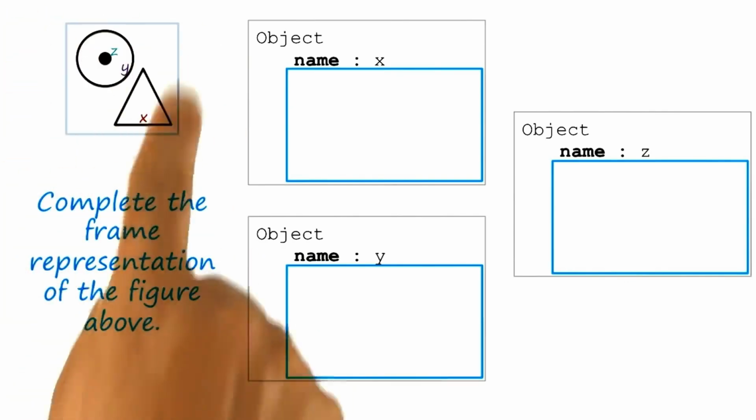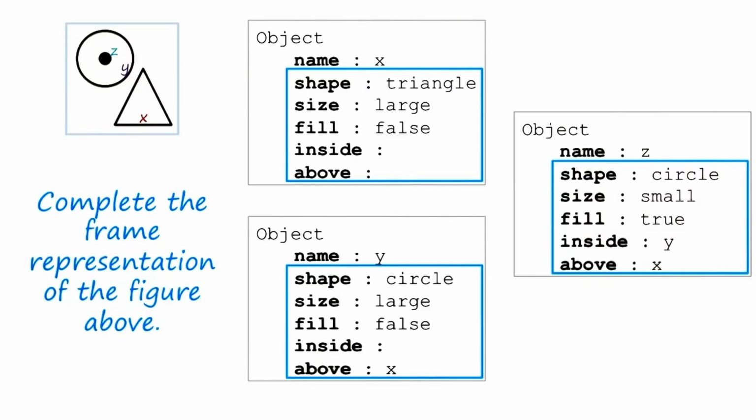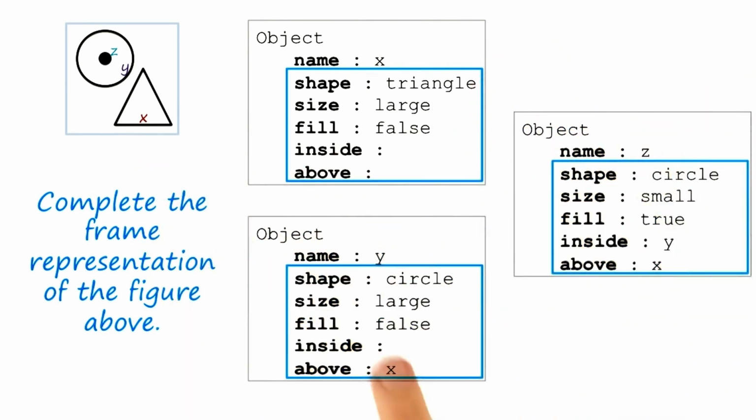So consider the image shown here on the top left. Can you write down all the slots and the fillers for these three frames? David, were you able to write down the slots and the fillers? I was. So for object X, I have that it's a large triangle that's not filled in. For object Y, I have it's a large circle that's not filled in. And for object Z, I have that it's a small circle that is filled in.